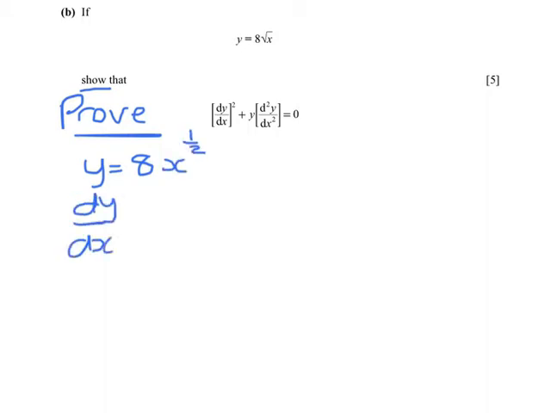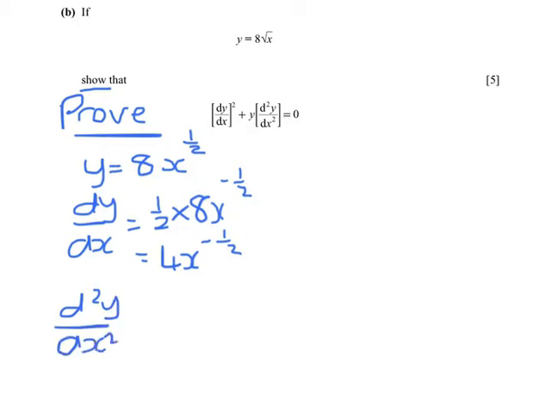Part B. We're asked to show, and we should always remember that show is equivalent to prove. So if y equals 8 root x, that's 8x to the power 1/2. dy/dx would be 1/2 times 8x to the power minus 1/2. So that's 4x to the power minus 1/2. And d2y/dx squared would be 4 times minus 1/2 x to the power minus 3 over 2. So that's minus 2x to the power minus 3 over 2.